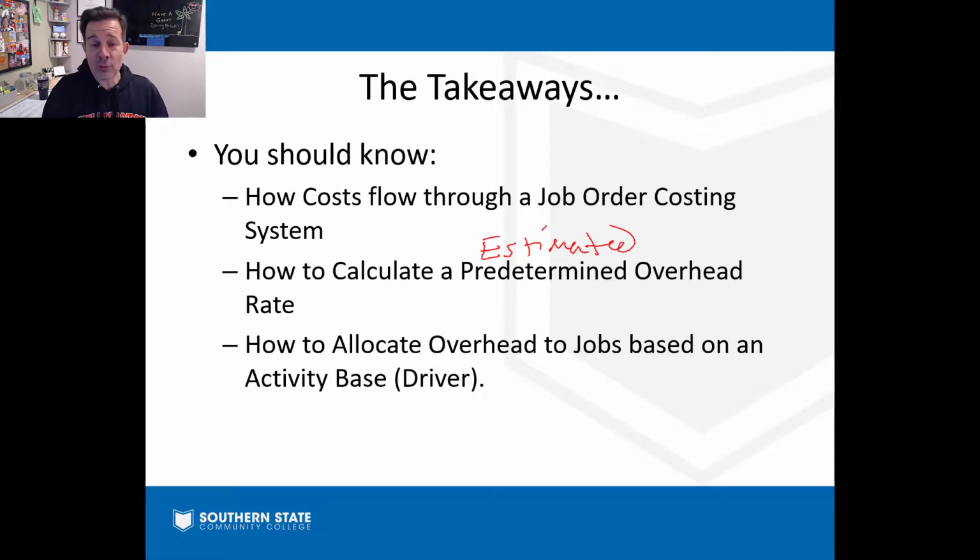In our example, we use direct labor hours. You may have examples where they use machine hours and you're having to allocate overhead to a job based on that driver. You can do it. I have confidence in you, especially if you have unlimited check your works on your homework. I don't think you'll have any problem at all.